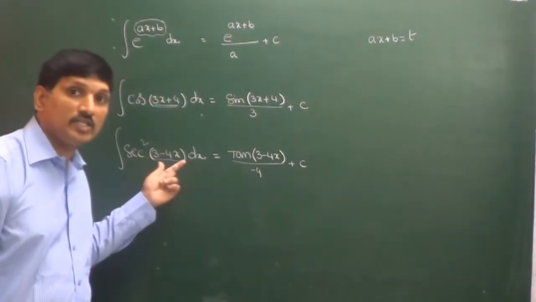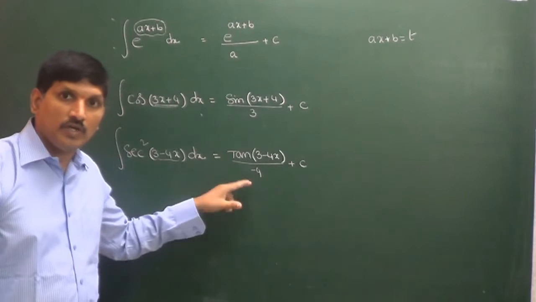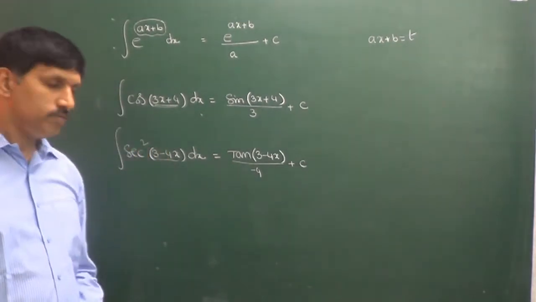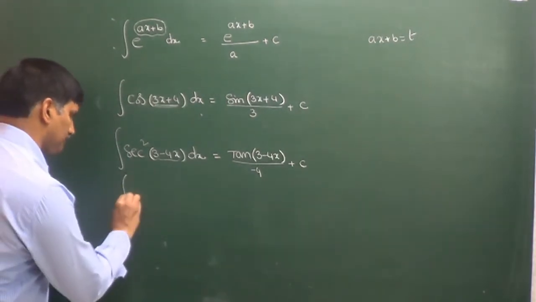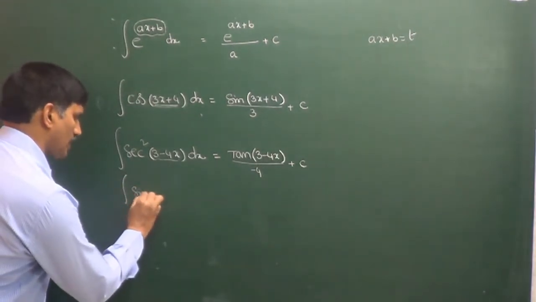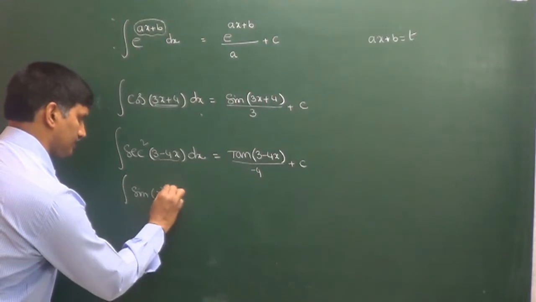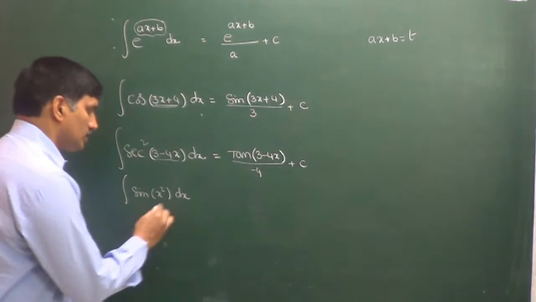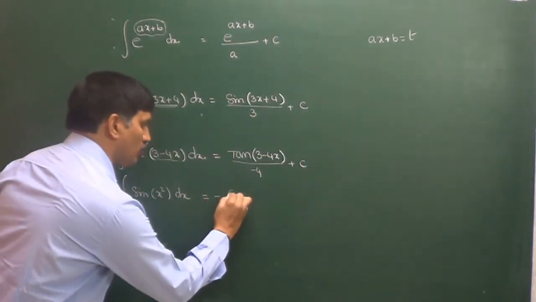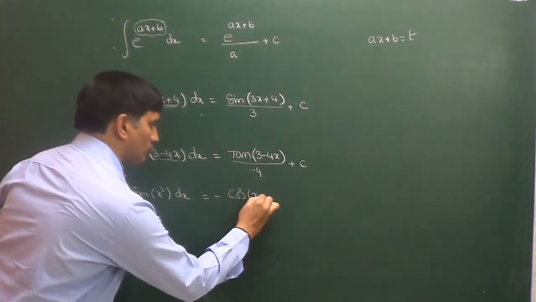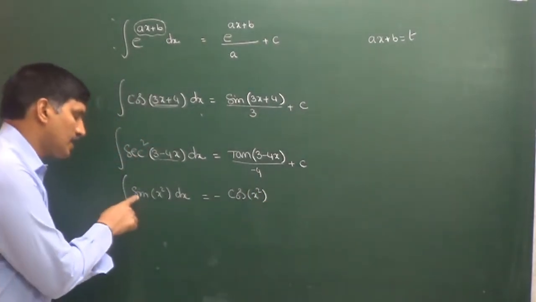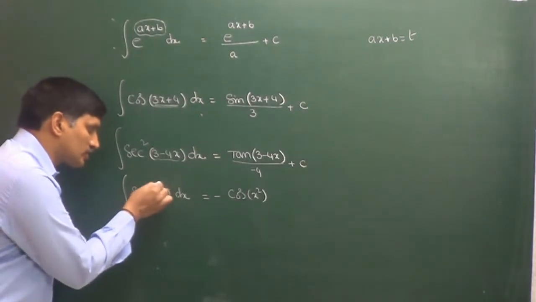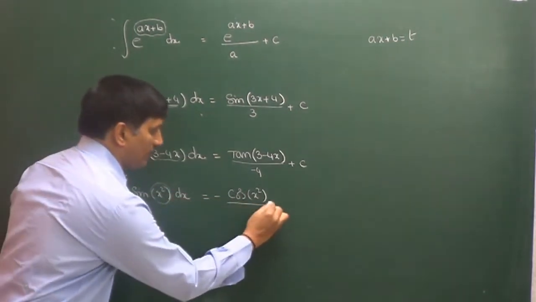When we are dividing by the inner function differentiation, you have to take care that the inner function must be linear. Otherwise, you see, suppose we have sin of x square. So sin x integration I know is minus cos of x square. Inner function differentiation I will divide.